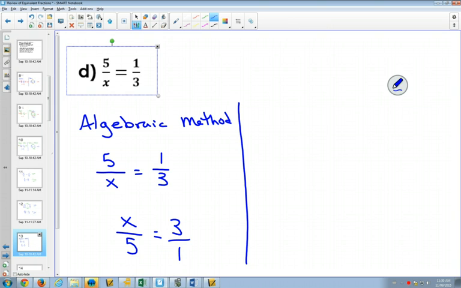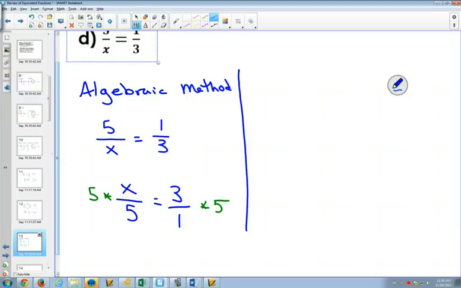What you do to one side of the equation, you do to the other. Right now, our x is being divided by 5. What's the opposite of dividing by 5? Multiply by 5. So if we multiply the other side by 5, we're going to get 3 divided by 1 times 5 is 15. So if we're going to use the algebra method and we have the x on the bottom of the fraction, we're going to do one extra step right here.